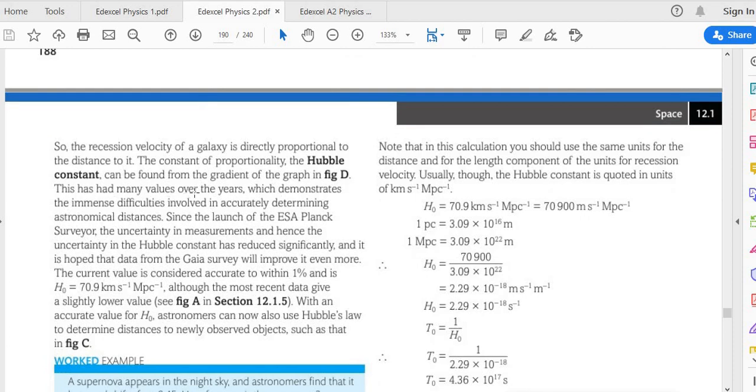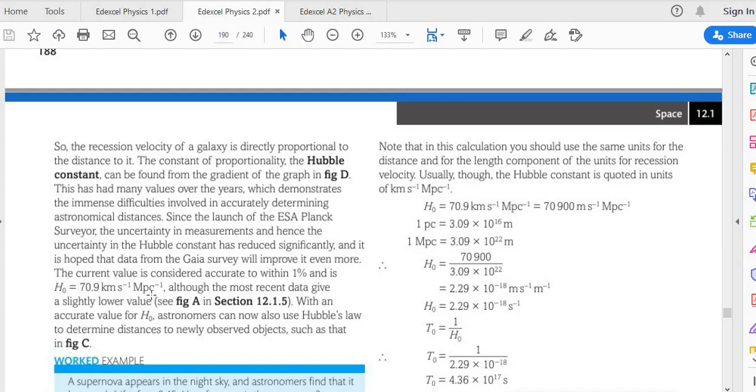This has had many values over the years, which demonstrates the immense difficulties involved in accurately determining astronomical distances. Since the launch of the ESA Planck surveyor, the uncertainty in measurements, and hence the uncertainty in Hubble's constant, has reduced significantly, and it is hoped that data from the Gaia survey will improve it even more. The value is considered accurate to within 1%, and H naught is equal to 70.9 kilometers per second.